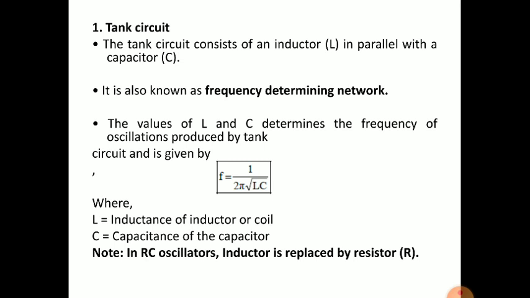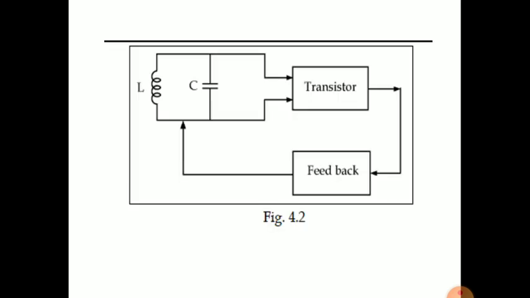F naught we can calculate as the resonant frequency. L is the inductance of the inductor or coil, the inductance value. C is the capacitance of the capacitor. Note, in RC oscillators, the inductor is replaced by a resistor. We will have RC oscillators also. In that case, the L is replaced by R.